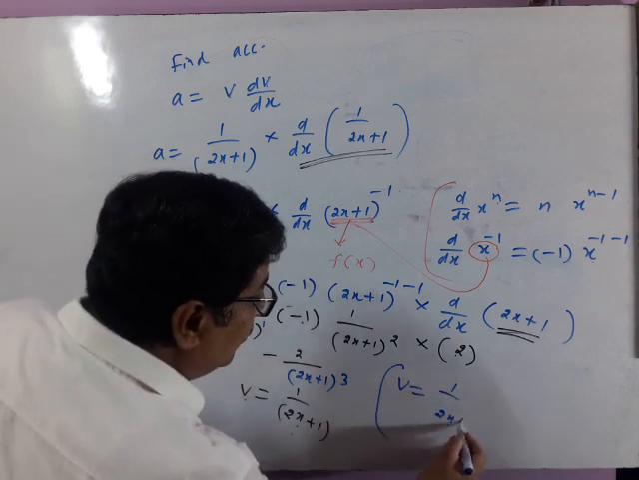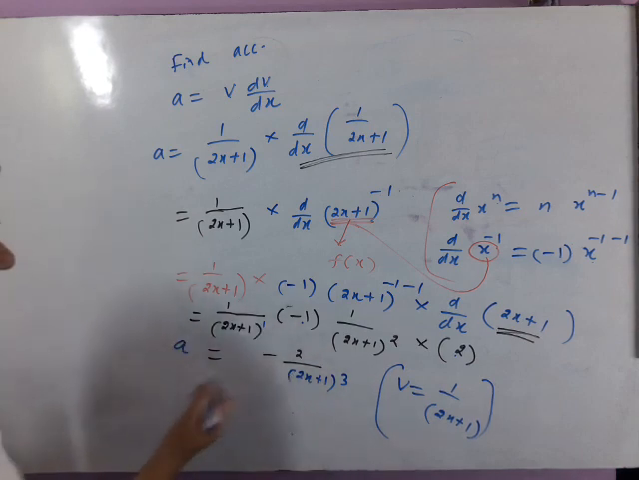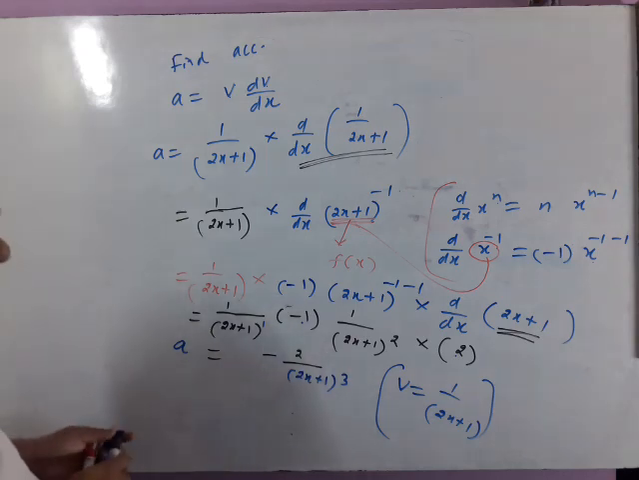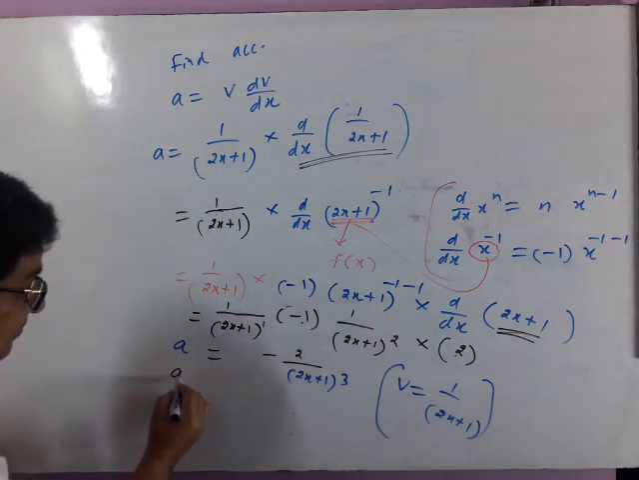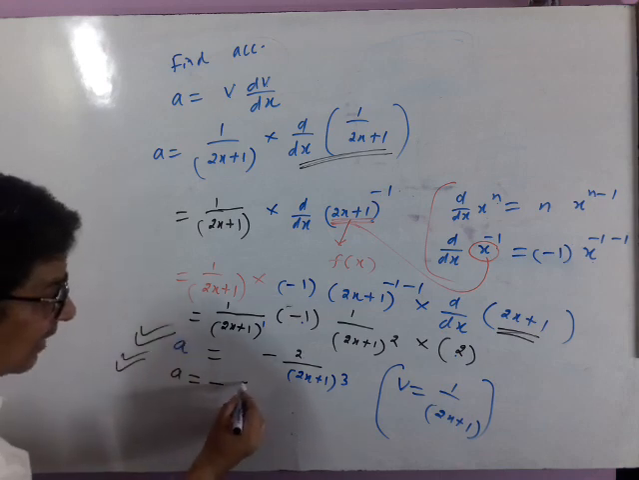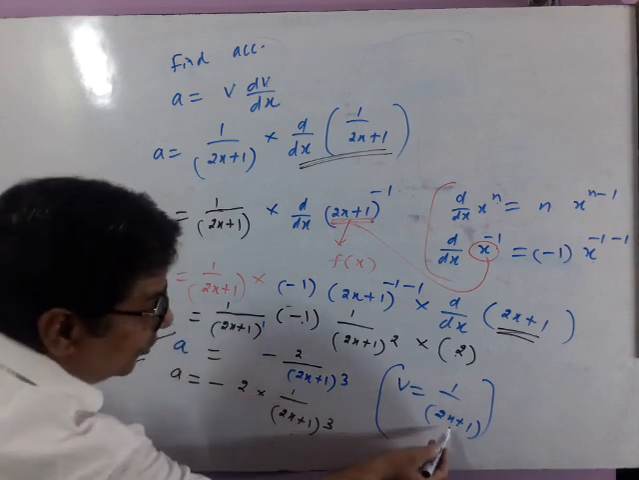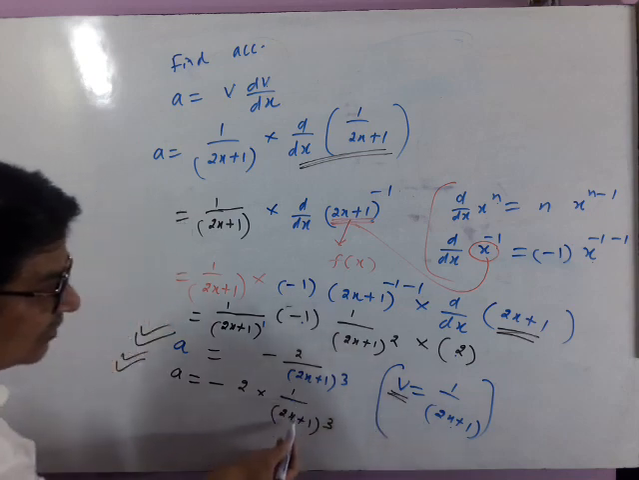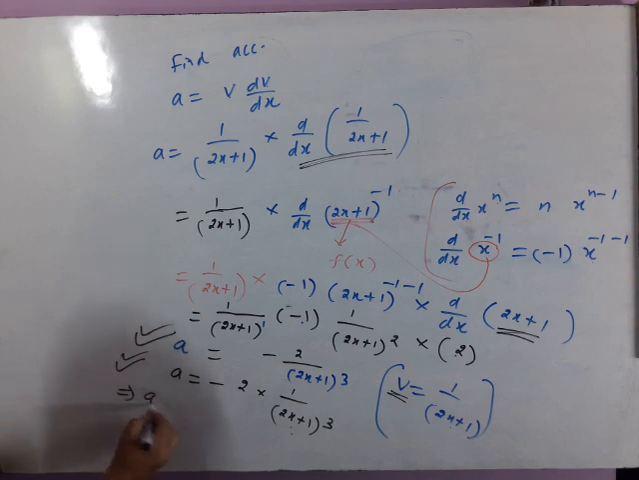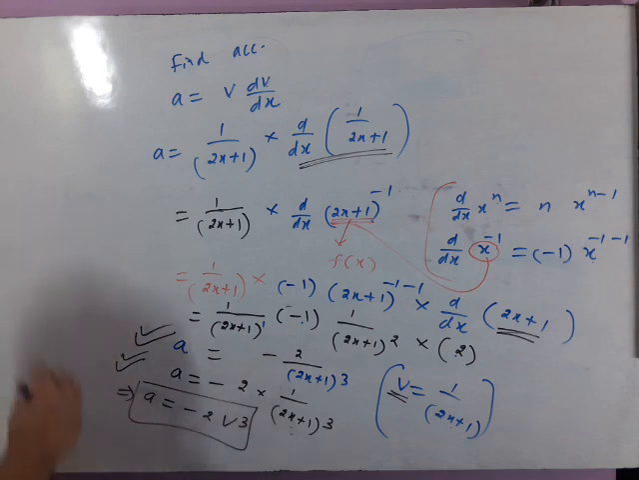Velocity is 1 upon 2x + 1. Your one answer is this. Acceleration is this: minus 2 upon (2x + 1) whole cube. Now velocity is this, so you can write the same answer. This is the correct answer. Another answer is minus 2 into (1 upon 2x + 1) whole cube. See, 1 upon 2x + 1 is velocity, so cubing both sides, it will be velocity cube. So this is another answer. This is a most important question.